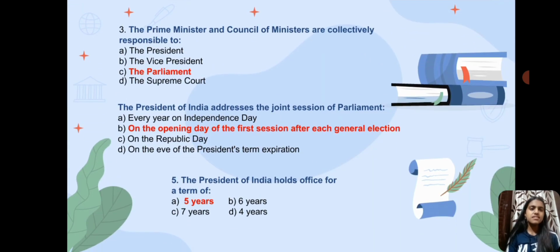The Prime Minister and the Council of Ministers are collectively responsible to A. the President, B. the Vice President, C. the Parliament, D. the Supreme Court. The right answer is the Parliament. Yes, the Prime Minister and the Council of Ministers are collectively responsible to the Parliament.